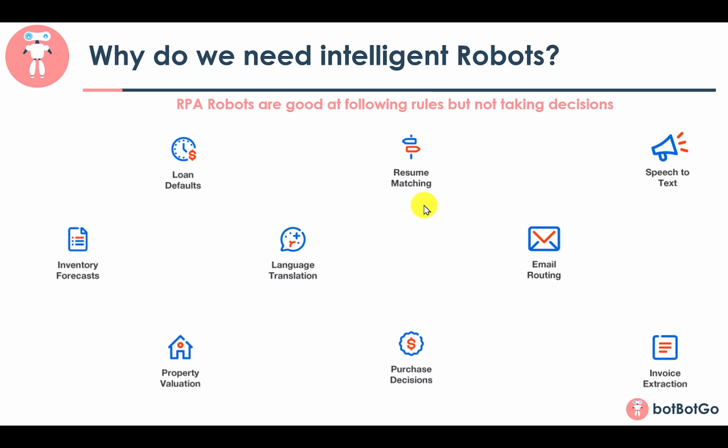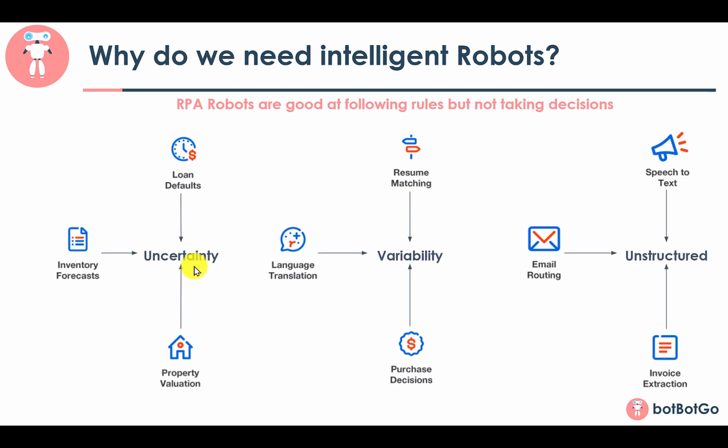And there are basically three things that make these tasks really difficult to automate. All of these tasks are highly uncertain, they have a lot of variability, and also the data that you have is unstructured. And in all such cases, you need to make your robot intelligent so that it's able to handle such situations.